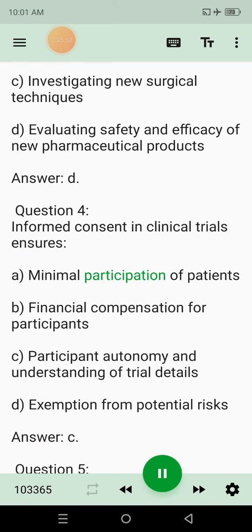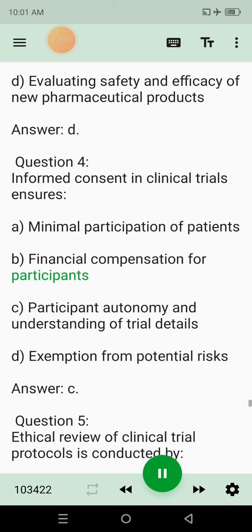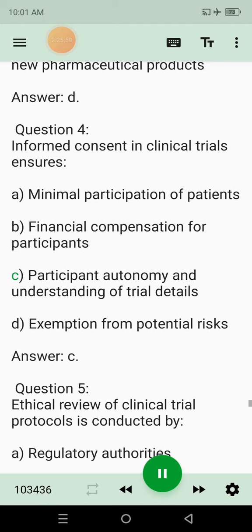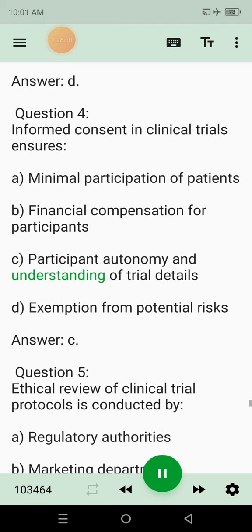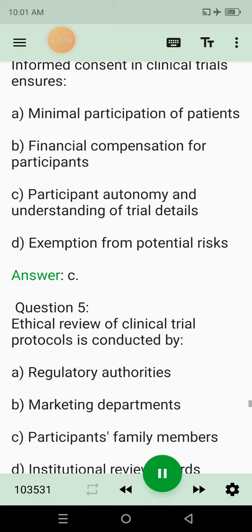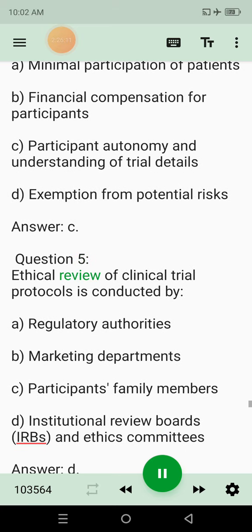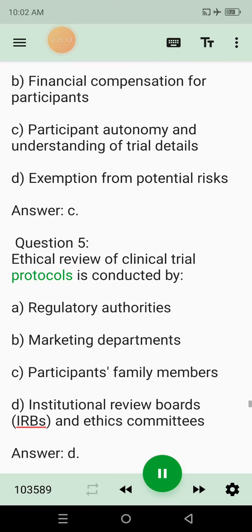Question 4. Informed consent in clinical trials ensures: A. Minimal participation of patients. B. Financial compensation for participants. C. Participant autonomy and understanding of trial details. D. Exemption from potential risks. Answer: C.